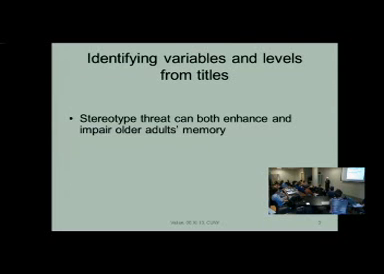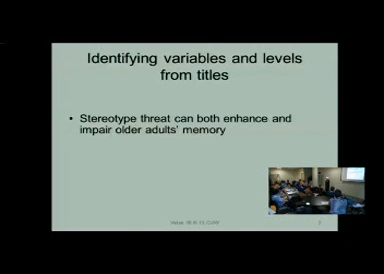Stereotype threat can both enhance and impair older adults' memory. All right, what's the independent variable and what's the dependent variable? I think the independent variable would be stereotype, and the dependent variable would be older adults' memory. Okay, great. So again, we don't know.